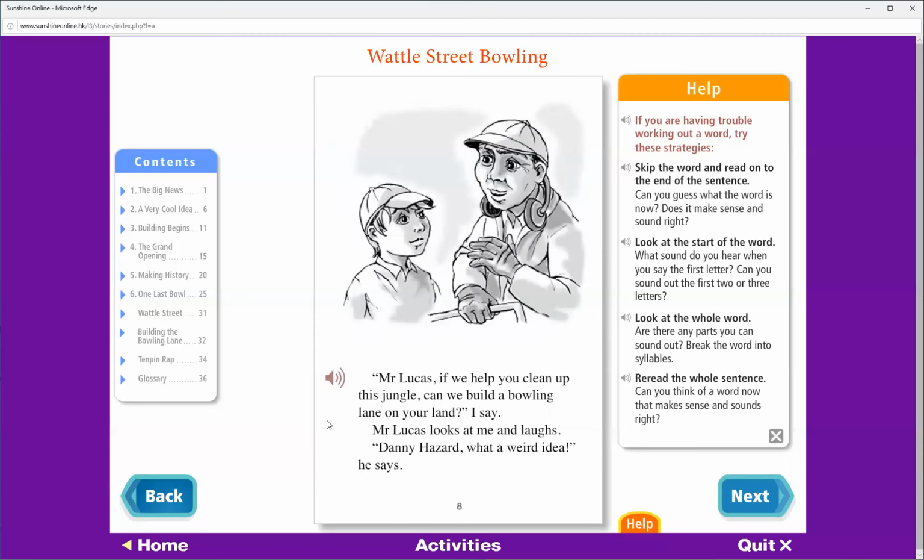Mr. Lucas, if we help you clean up this jungle, can we build a bowling lane on your land? I say. Mr. Lucas looks at me and laughs. Danny Hazard, what a weird idea, he says.